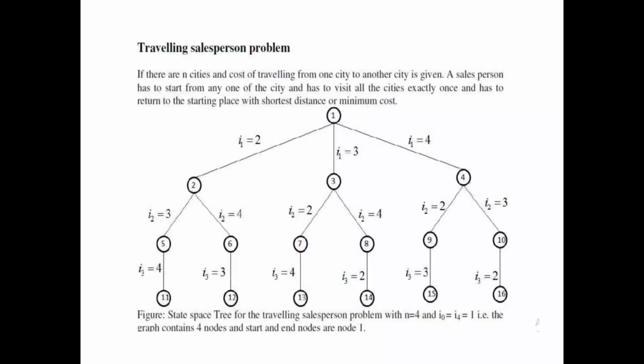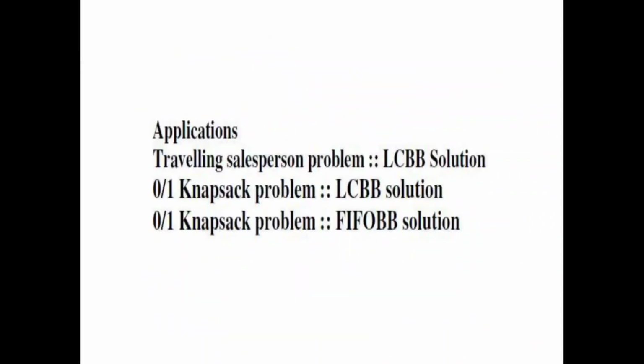Okay, topic is traveling salesman problem using branch and bound. In branch and bound, we solve two problems. The first one is the traveling salesman problem using least cost branch and bound. The second one is the 0/1 knapsack problem using branch and bound. These are the applications of branch and bound.